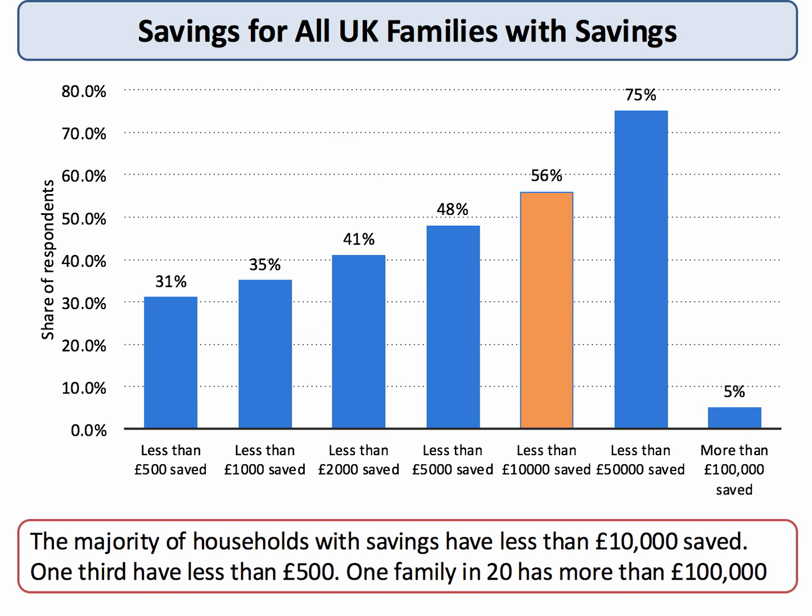Indeed, if we look at the savings for all families with savings, around a third have less than £500 tucked away, 40% less than £2,000, just under a half have less than £5,000, and 75% of people, three quarters of households, have less than £50,000 saved. So the key thing to take away from this slide is that the average level of savings in the UK is actually pretty low.